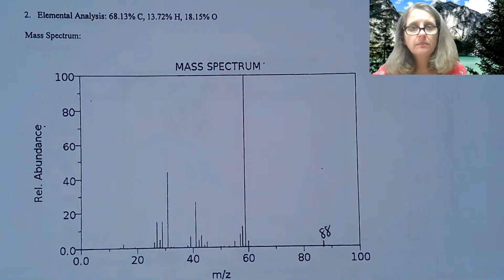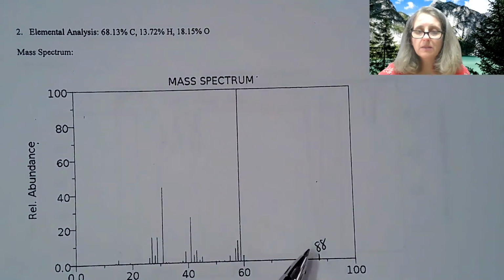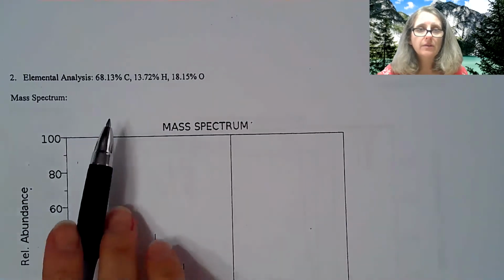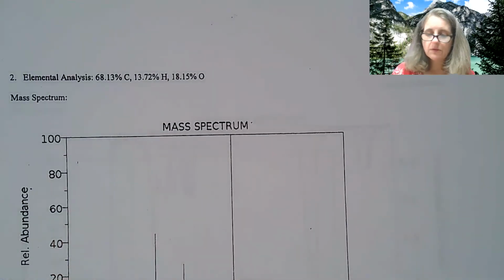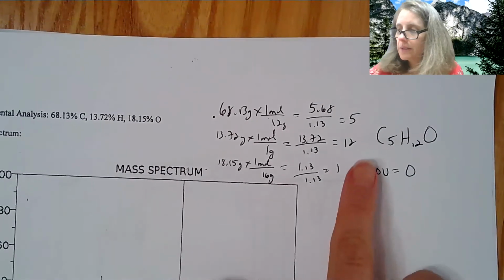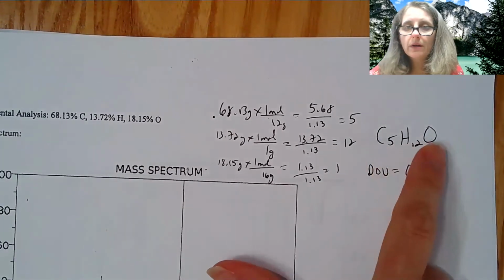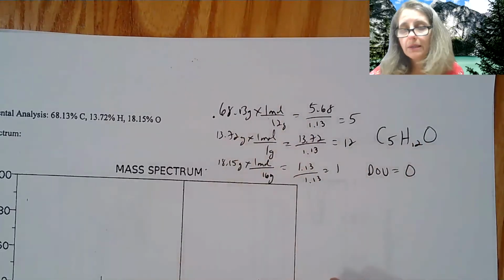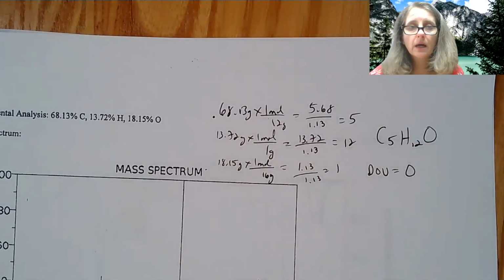So number 2, please flip to number 2. You see the molar mass peak here is 88, and here is your percentage. See if you can calculate that. I'm going to pause the video, and then take a look at the IR as well. So you end up with a formula of C5H12O, and this comes out pretty nicely. The numbers don't come out all that strange.